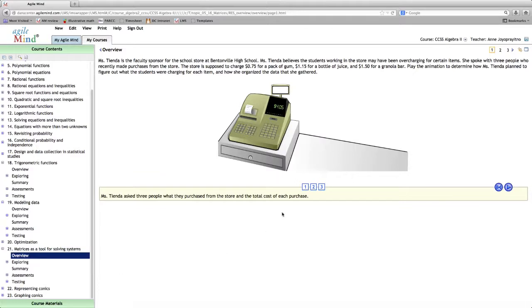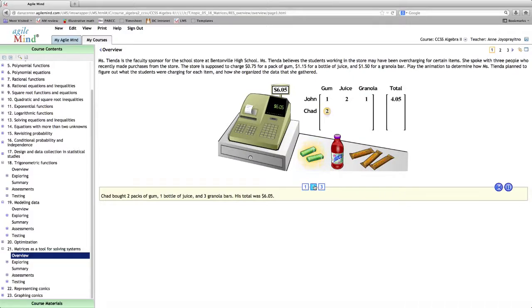In Topic 21, students study matrices as a tool for solving systems of equations. The standards for mathematical practice are again tightly woven into this topic as students model situations, use matrices as algebraic models, and look for structure.